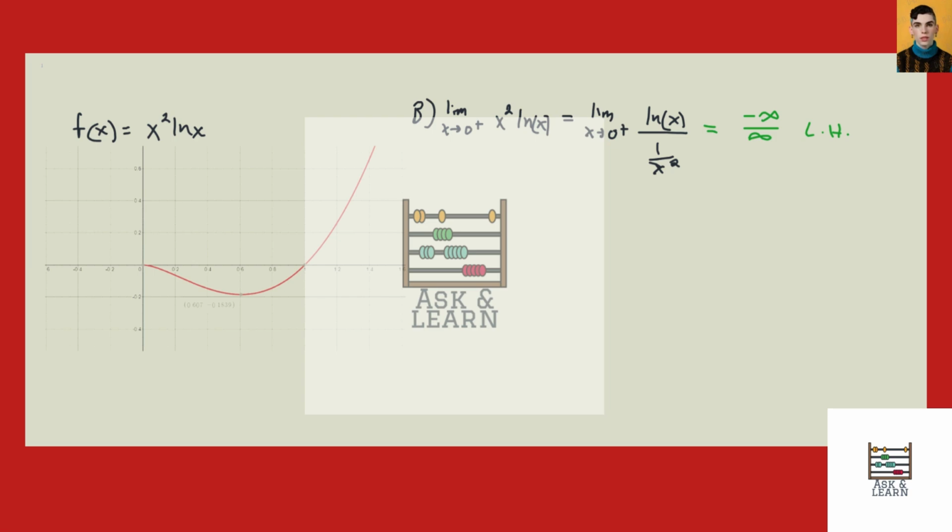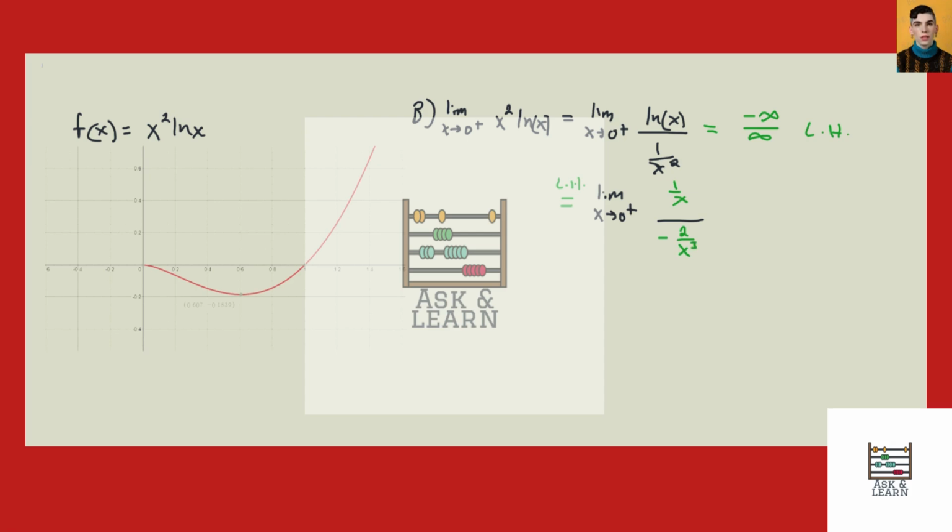All right, so let's go ahead and apply L'Hopital's rule. This will be equal by L'Hopital's rule to the limit as x approaches 0 from the right of the derivative of our numerator, which is going to be 1 over x, over the derivative of our denominator, which is going to be negative 2 over x cubed.